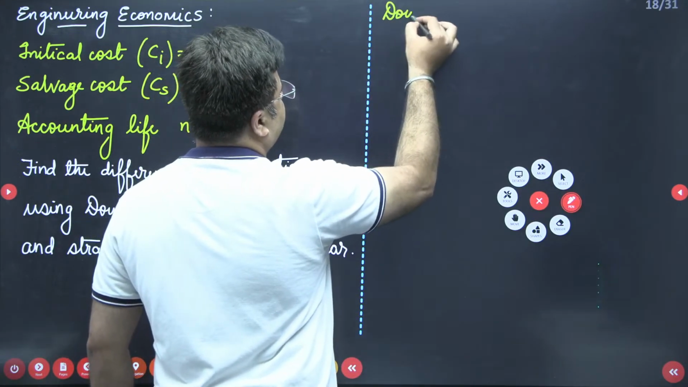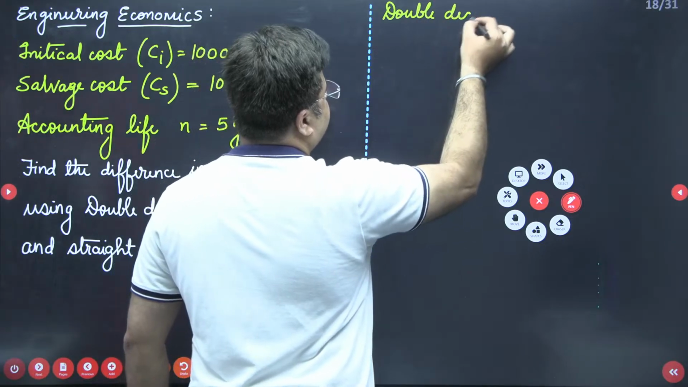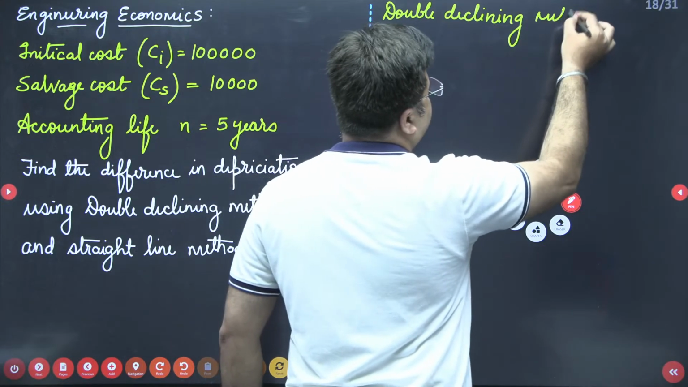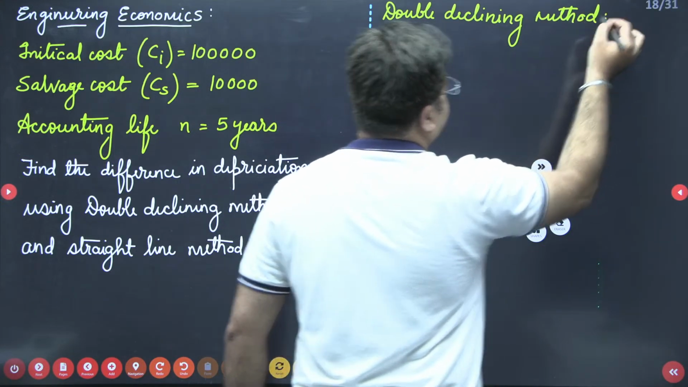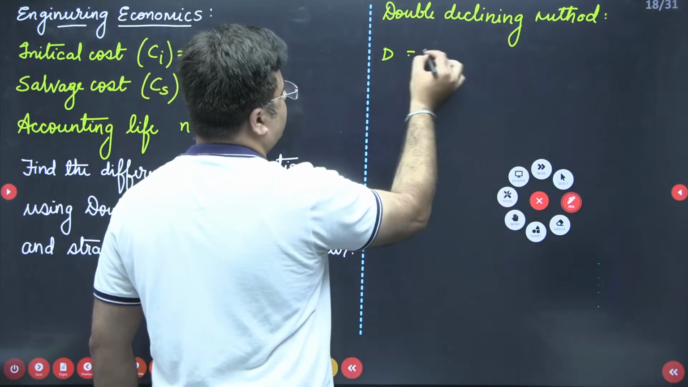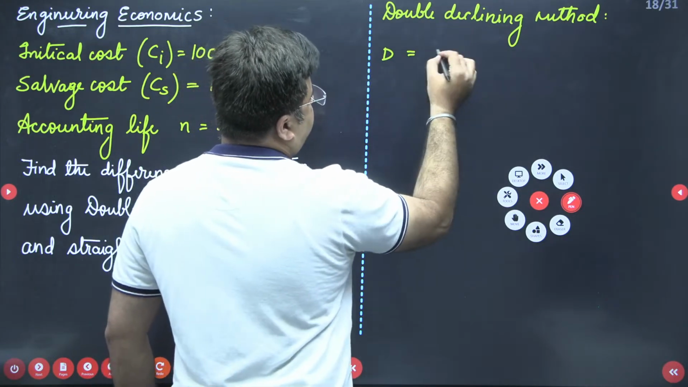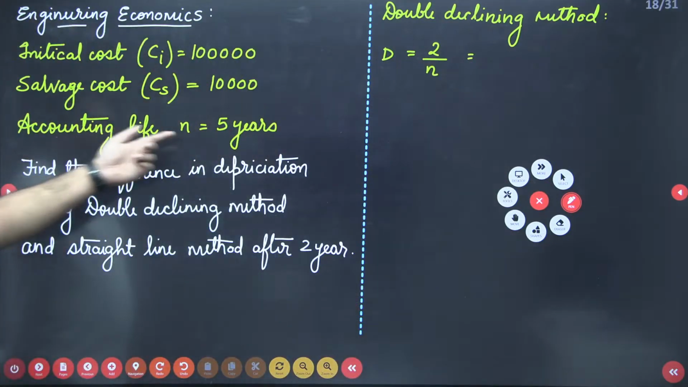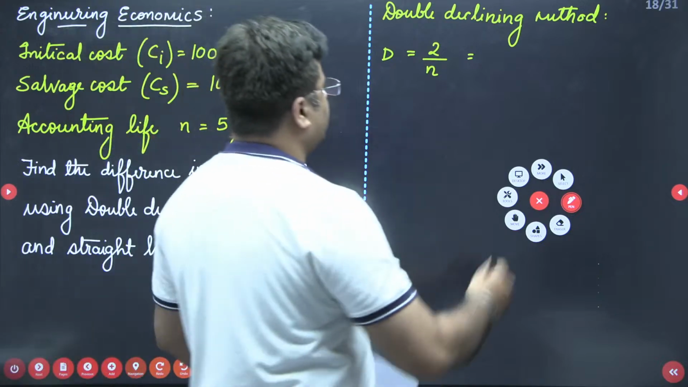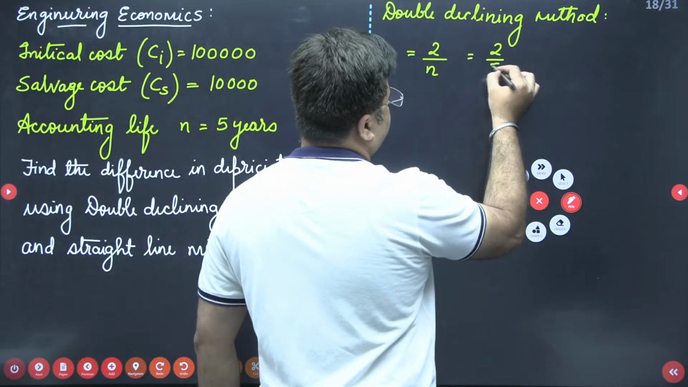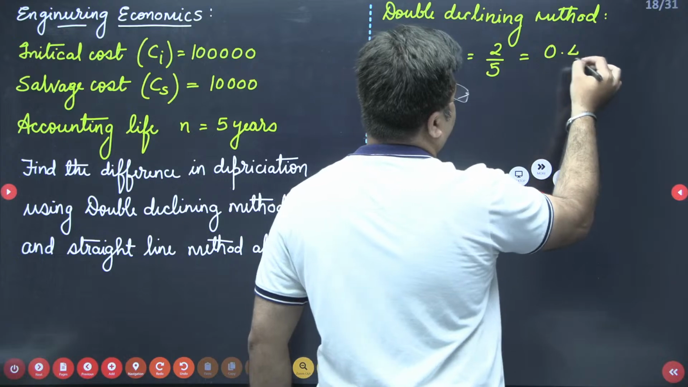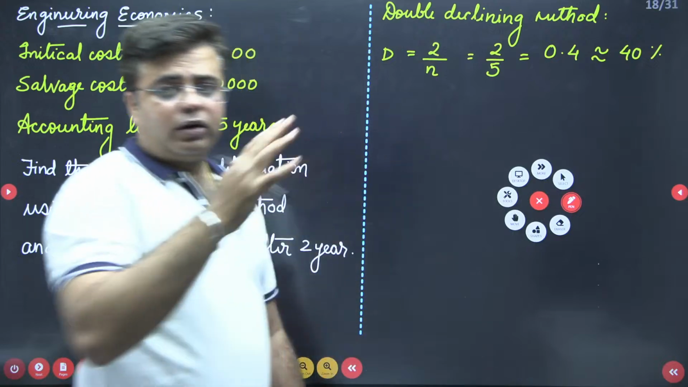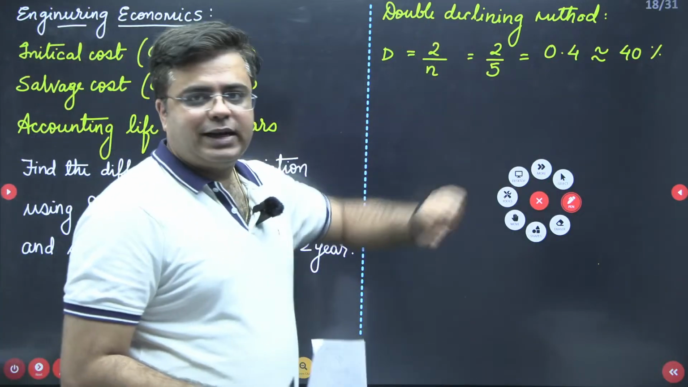So by double declining method, percentage depreciation D is equal to 2 by n. Okay, you can see here the accounting life is 5 years. So this is equal to 2 by 5. So this will come out as 0.4, which is 40%. So by this much rate, your amount is getting depreciated.